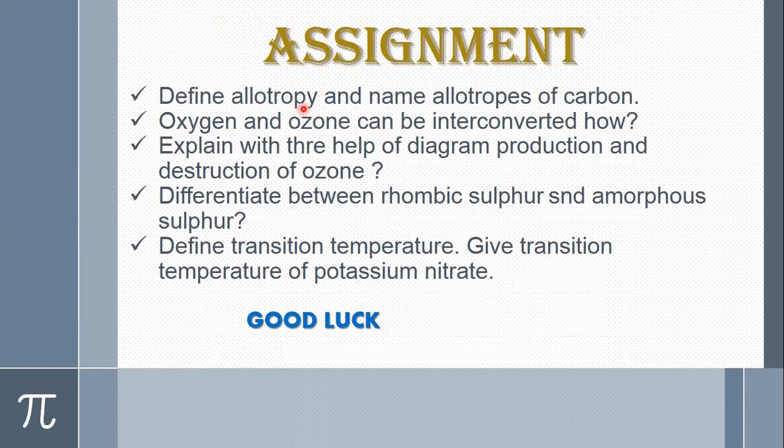Define allotropy and name allotropes of carbon. Oxygen and ozone can be interconverted. How? Explain with the help of a diagram the production and destruction of ozone. Differentiate between rhombic sulfur and amorphous sulfur. Define transition temperature. Give the transition temperature of potassium nitrate.